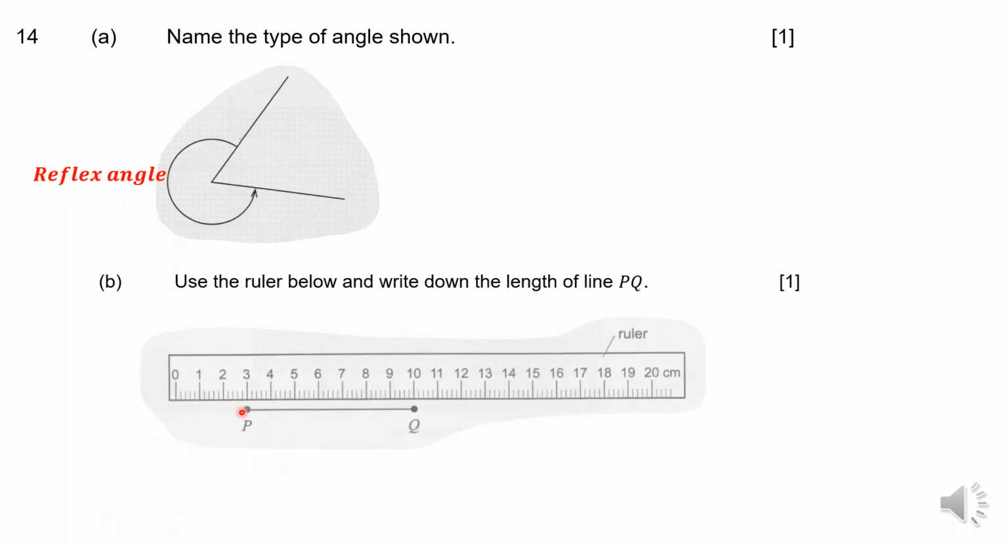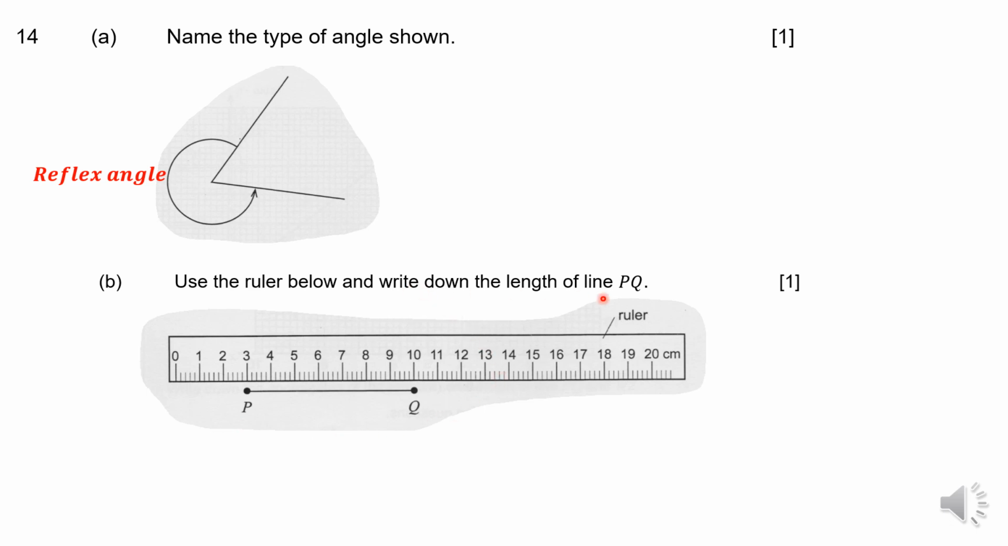Here you have a ruler, and you're supposed to write down the length of PQ. You can easily do that by saying 10 minus 3. You get 7 centimeters, or you can simply count from 3 to 10, starting at 4: 1, 2, 3, 4, 5, 6, 7 centimeters.